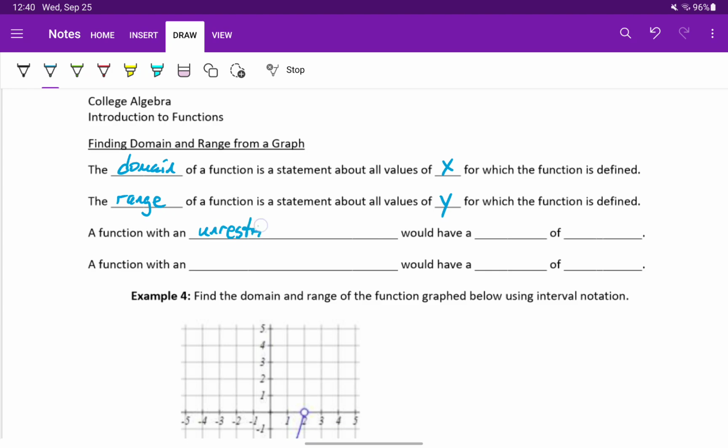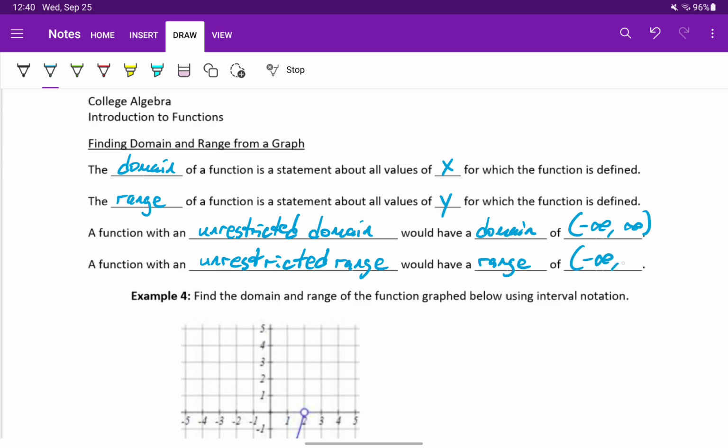A function with an unrestricted domain would have a domain of negative infinity to infinity, indicating that all values of x are part of the domain of that function. A function with an unrestricted range would have a range of negative infinity to infinity as well, indicating that all y values are in the range of that function.